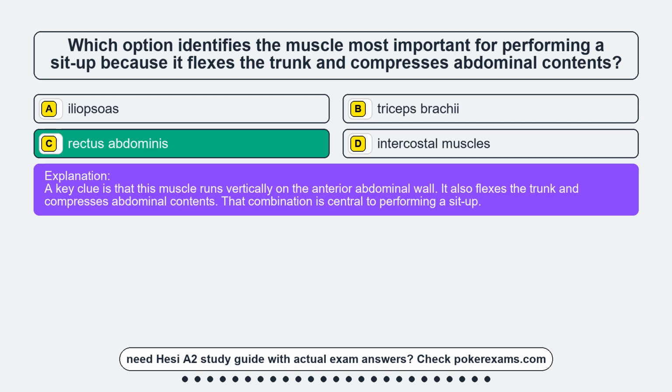A key clue is that this muscle runs vertically on the anterior abdominal wall. It also flexes the trunk and compresses abdominal contents. That combination is central to performing a sit-up.